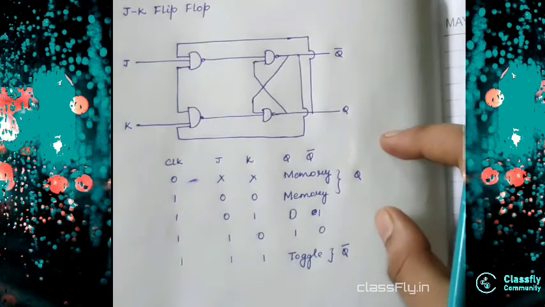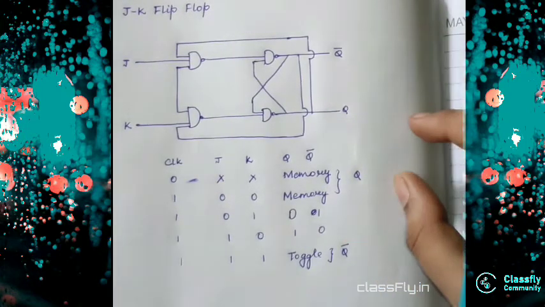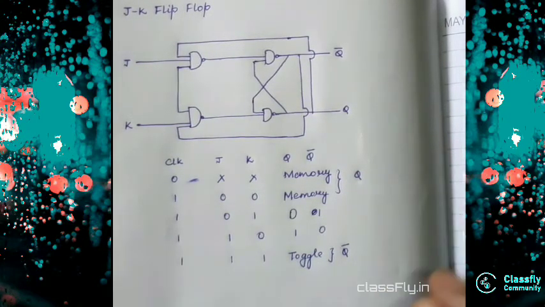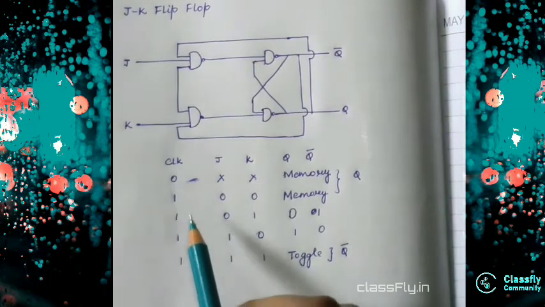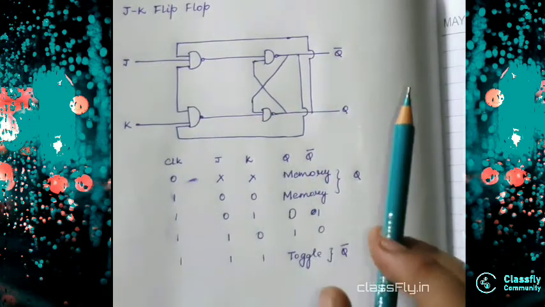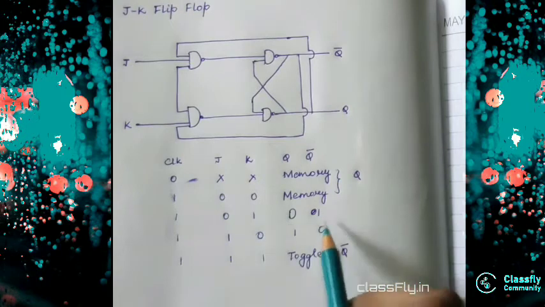The truth table of the JK flip-flop is similar to the SR flip-flop. That means when my clock is 0, whatever the inputs J and K are doesn't matter. The Q and Q bar will give me the memory state. That means whatever my previous memory was, it will give that only. If it was 0-1, it will give me 0-1, and if it was 1-0, it will give me 1-0.